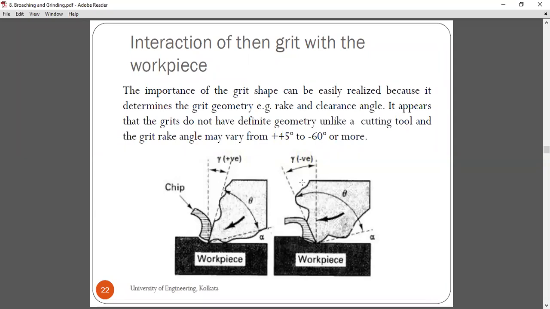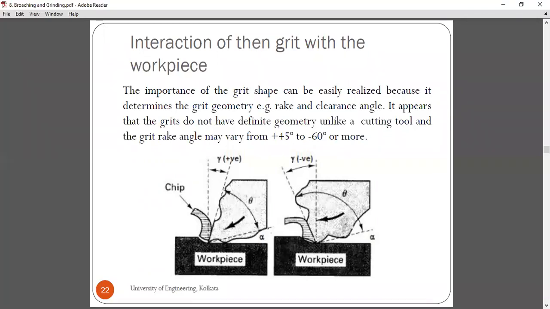So this grit rake angle may vary from a positive rake angle of 45 degrees to a negative rake angle of -60 degrees, or maybe more. So we cannot say that it will have a defined tool geometry. As you can see from the diagram, in the first diagram we have a positive rake angle, and also there is a wedge angle of theta, but that wedge again is not proper. It is irregular in shape, but it has a proper cutting edge. However, in the next diagram, it has a negative rake angle, so the wedge angle increases.